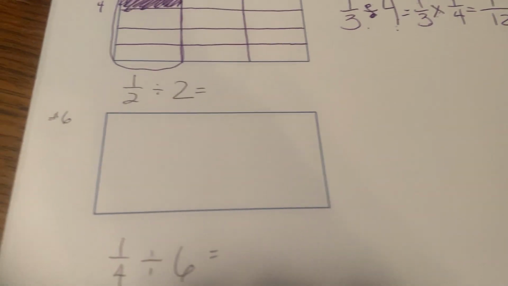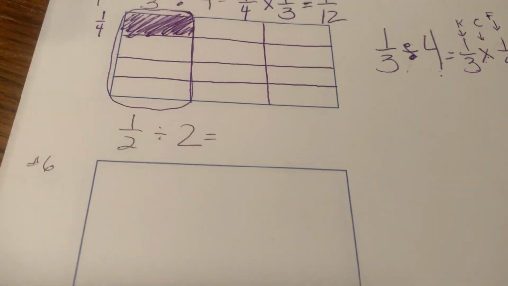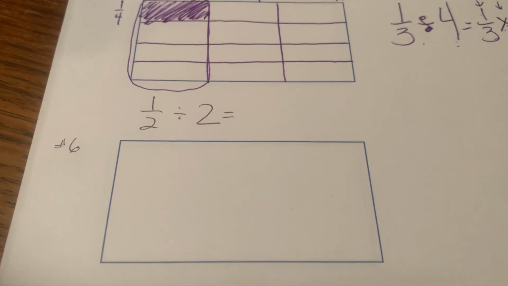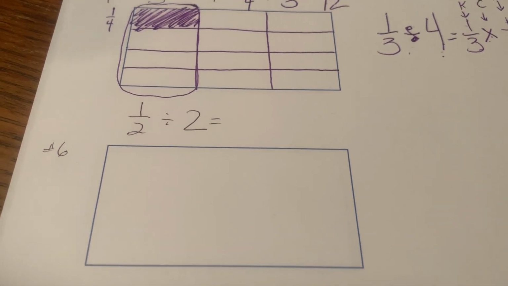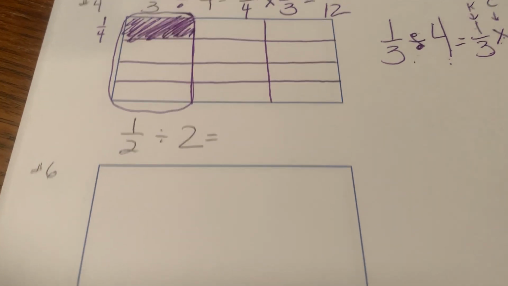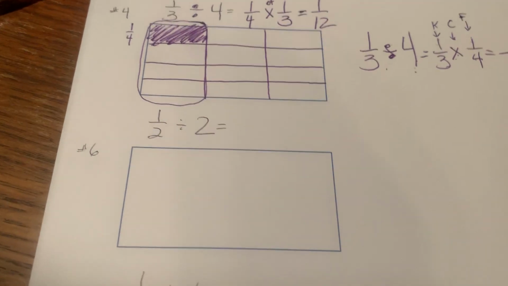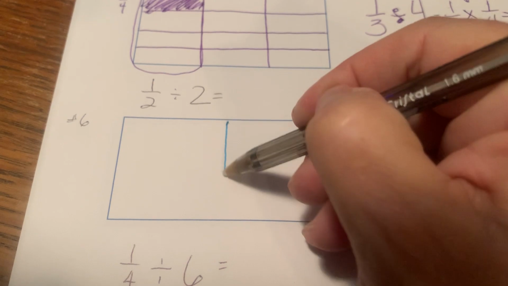All right, here we go again. This one, 1/2 divided by 2. Okay, why don't you shut the video off and try that one on your own, and then come back and turn it on when you're done. Okay, so 1/2 divided by 2.